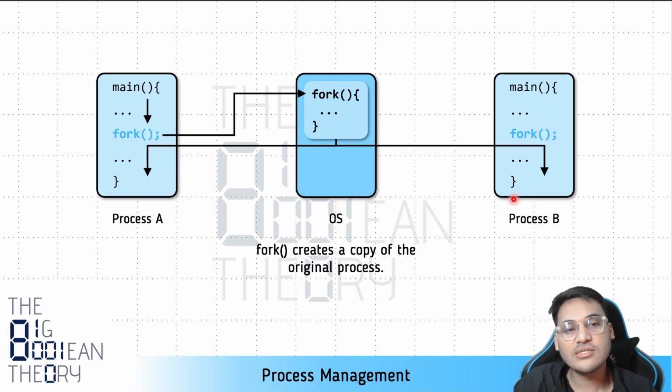Everything in process A remains the same: the code that is being executed, the data that will be processed. Almost everything is the same except for a few little things like the process ID, right? This is how a new process is created. And when the fork routine is done, it returns in both the parent as well as the child process. This is how the fork system call works at a very high level.